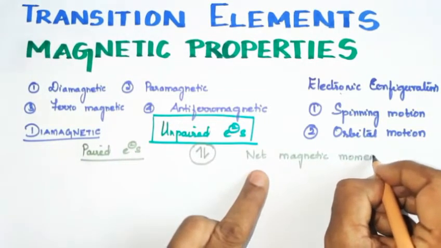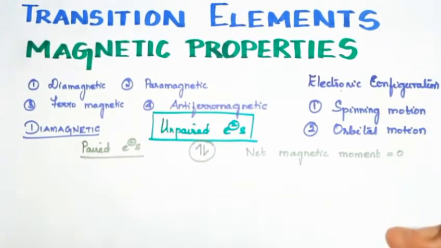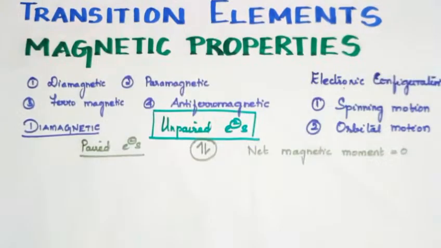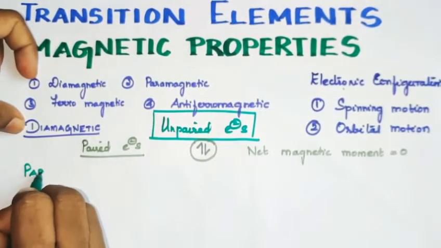Therefore, they are repelled by an external magnetic field. So the paired electrons will not exhibit the magnetic property.